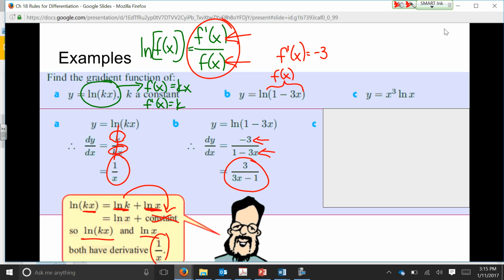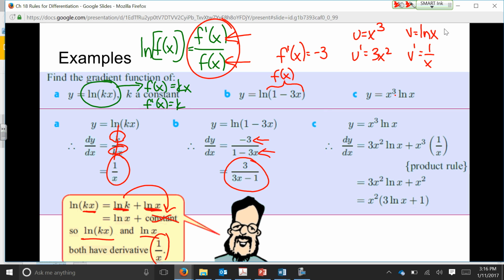Looking at part C here, we have two terms that are being multiplied together. So that should tell us that we're looking at the product rule. Now, the product rule means that we're going to have to look at u. Well, u is just going to be x cubed. And u prime, therefore, is 3x squared. We'll have a v, which is the natural log of x, and a v prime, which, as we've already established, is just 1 over x. So when we go ahead to plug in, we know the product rule is u prime times v plus u times v prime.